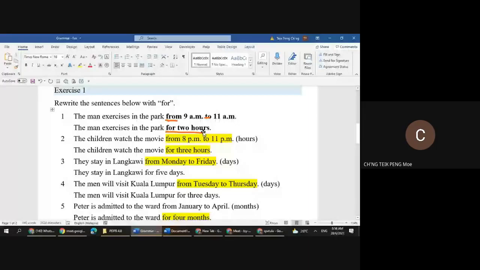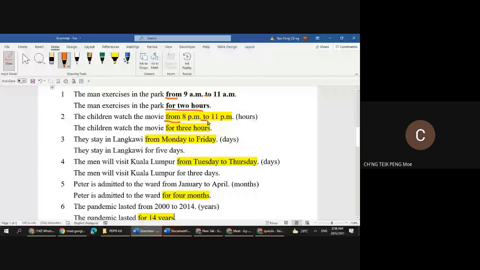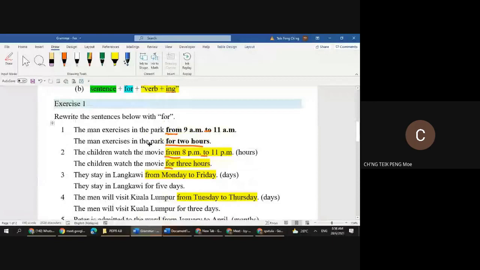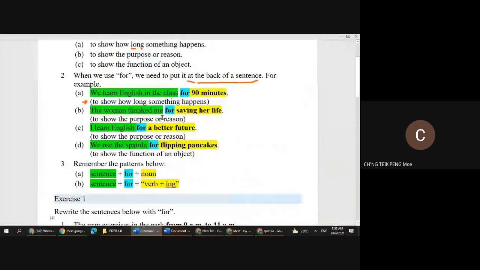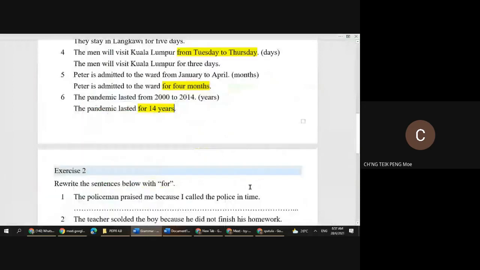Okay, now you have to look at how we write time in English, yeah? We can use from, to, or for, all right? Any problem? No. No, okay, now let's look at exercise 2. Okay, for exercise 2, we have to use for to talk about purpose or reason. Tujuan atau alasan. Okay, atau sebab. Now look at question number 1.